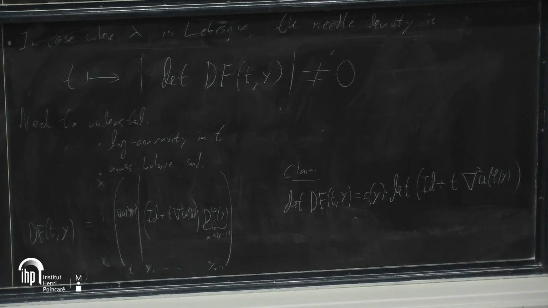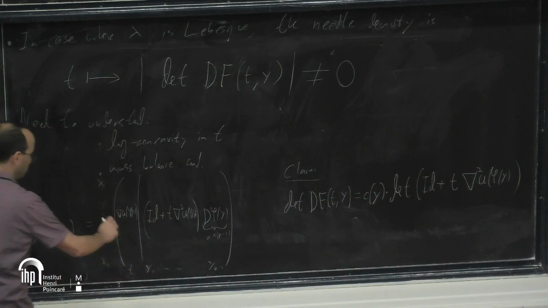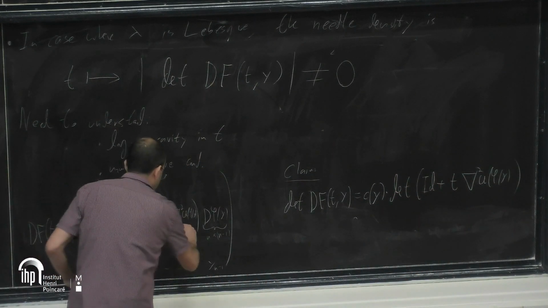Let me see if I can explain it without writing too much on the blackboard. I want to understand. So we have a big chunk, which is an n by n matrix here.